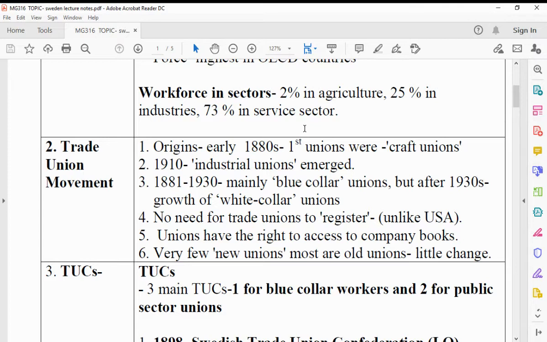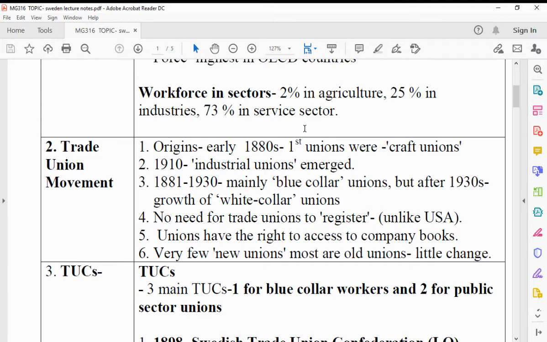All right, so origins, early 1880s. This is when the first trade unions started to emerge in Sweden, and the first unions were obviously craft unions, isn't it? Out of all the countries that we have studied so far, the first unions to emerge or to form were craft unions, and then in 1910 the industrial unions started to emerge. I hope you are able to differentiate. By now you should be able to differentiate what are craft unions, what are industrial unions, what are enterprise unions, what are plant level unions, what are regional unions, what is the umbrella body of unions. You should know the differences between all the various types of unions.